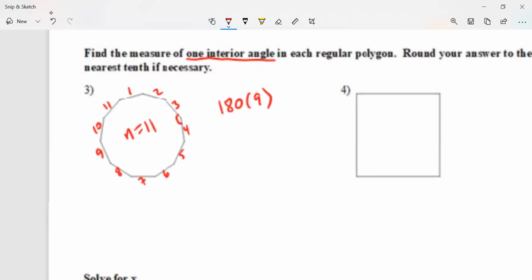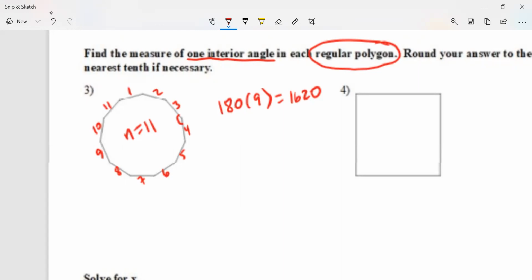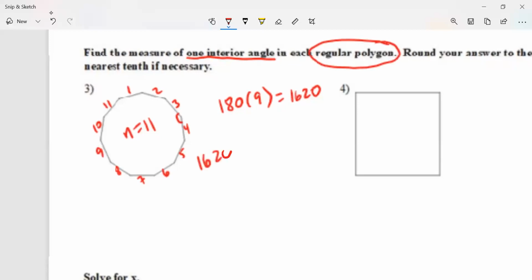That's how much all the angles on the inside add up to, which is equal to 1,620. Now here, I'm not asked how much all of them are. I'm asked how much is one of them. However, I know this is a regular polygon. Regular polygon means all the angles are the same. There's 11 angles. So I'm going to take 1,620, because that's how much all of them are, and divide this by 11. I'm going to use a calculator in this case.